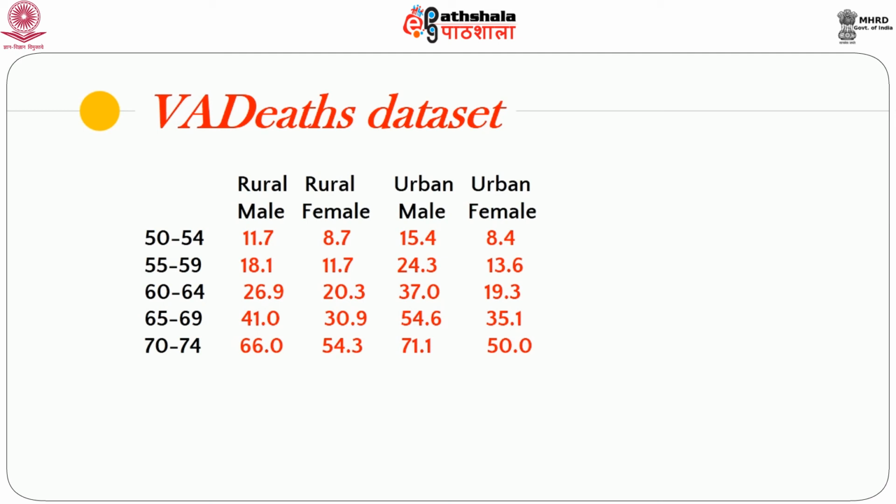Let's consider the VA dataset to illustrate what we are trying to say here. As you can see, this dataset gives us the death rates of individuals for each of the age groups. Here we have 4 subgroups for each of the age groups, that is rural male, rural female, urban male and urban female, for which the data have been collected. So this is what the data description is.